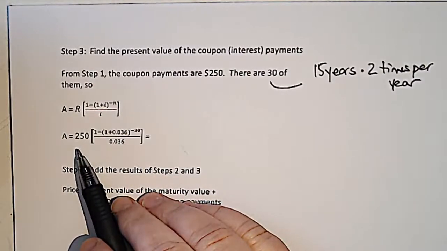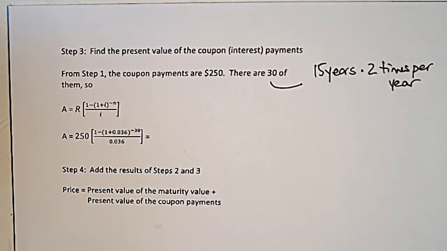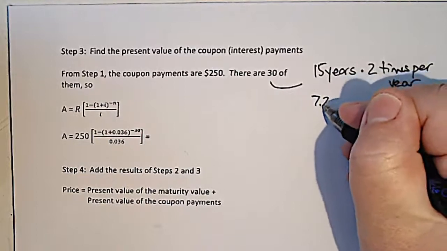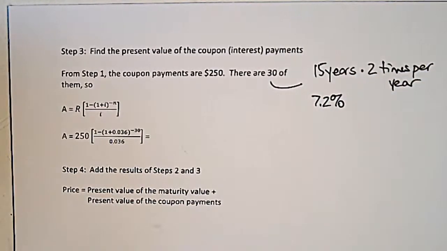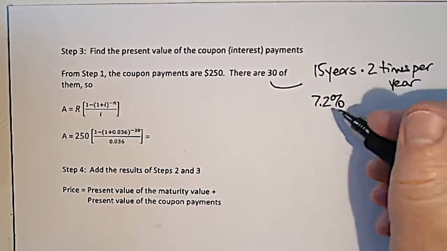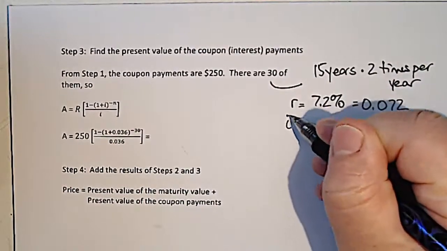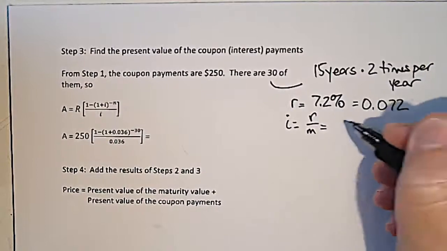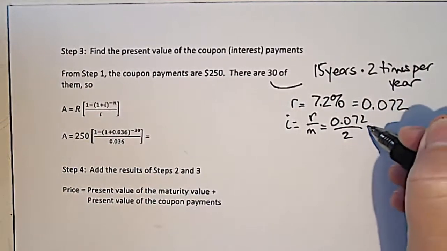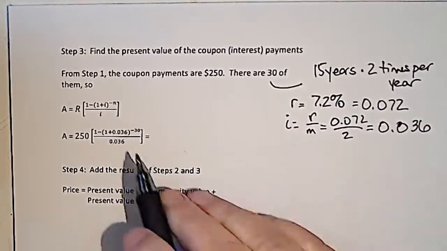$250. And again, we are looking at hopefully earning 7.2%. That's the yield we're looking at for our money. So over the next 15 years, we're hoping that we could get about 7.2%. So why is it 0.036? Well, that's what I is. So I is equal to R over M. So that's 0.072 all over 2. That's where the 0.036 comes from.